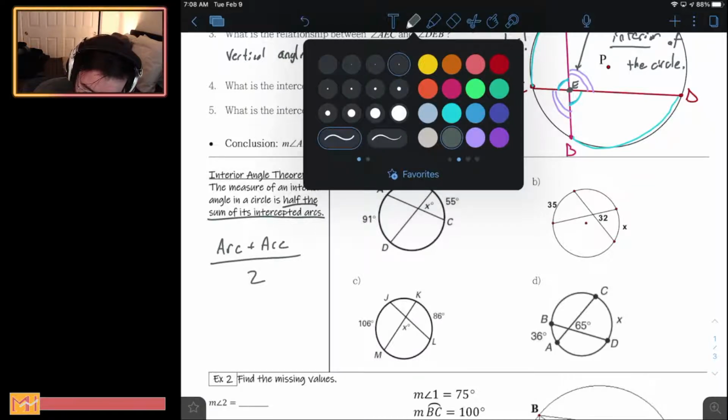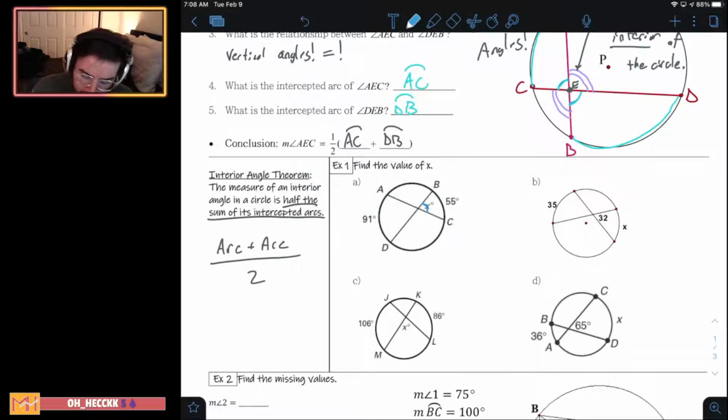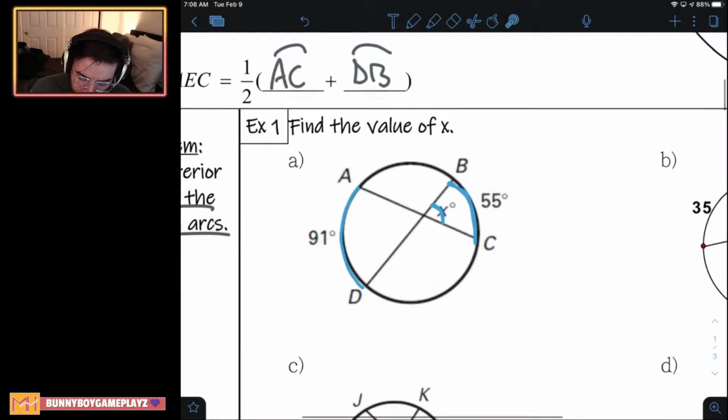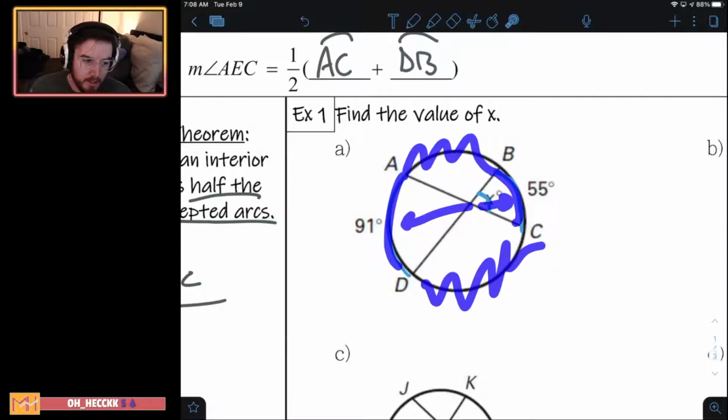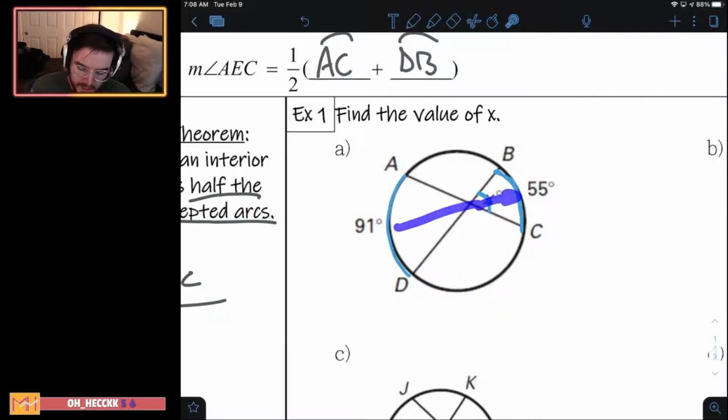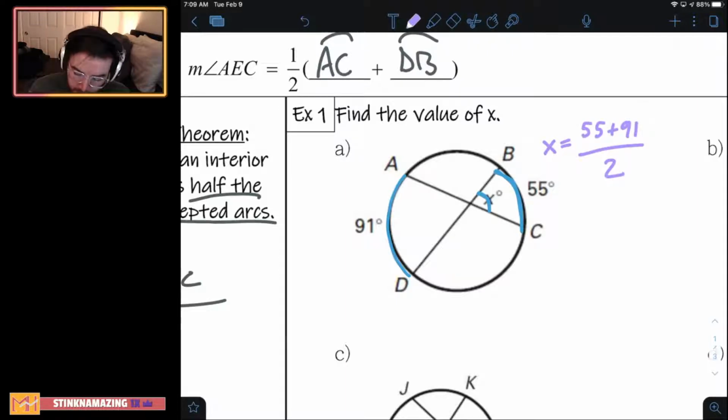If we're trying to find angle X, this arc and this arc are created. The way I think of it, there's the arc in front of it, and there's the arc behind it. We're ignoring these two, so scribble those out. So the angle is equal to the sum of the arcs divided by 2. It's that straightforward.